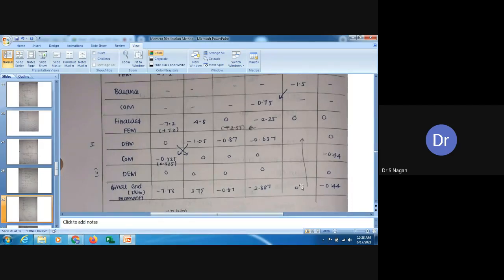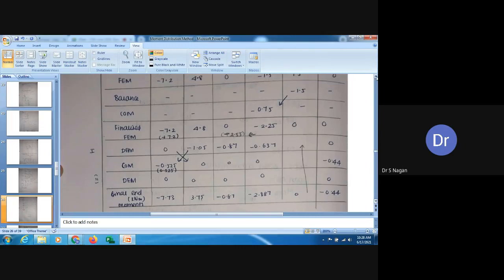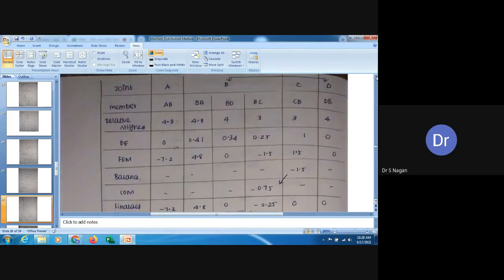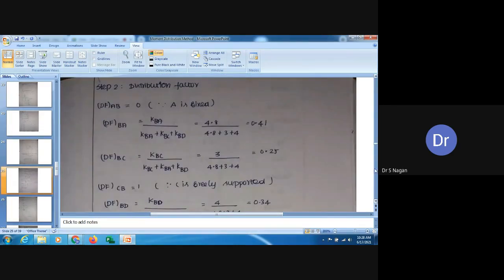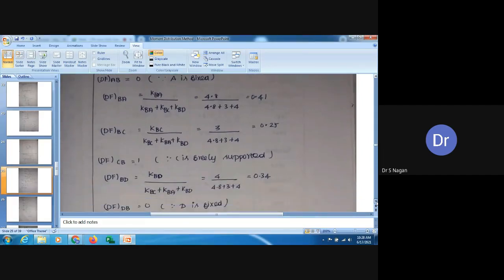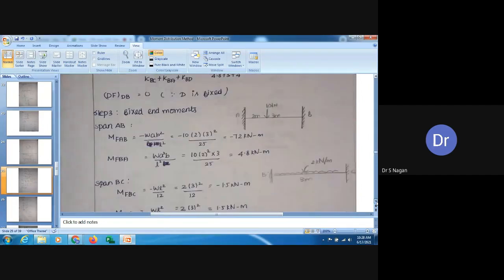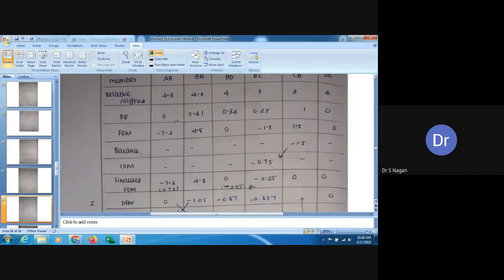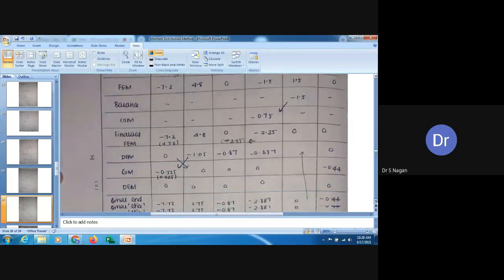Here, 0 is carried over and 0 here. Here, minus 0.44. If you have not done this carryover to this end, you will be writing this as 0 and that is wrong. That's why, at the beginning itself, we should do the carryover arrow. Whenever you involve three members, this needs to be done carefully, how to carry over from this end to that end. So that carryover arrow will be helpful.